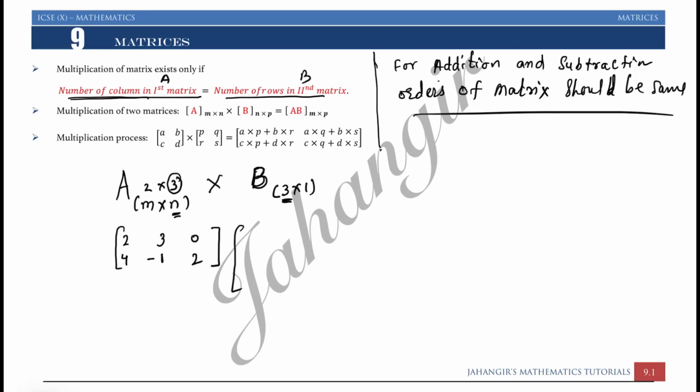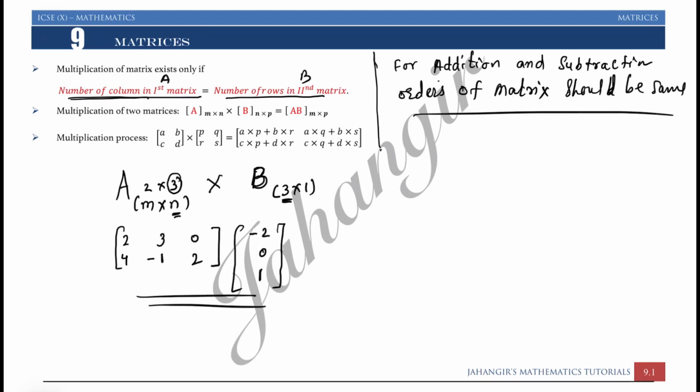So if I am saying 3 times 1, I have to write 3 rows and 1 column. In the 3 rows I can write -2, 0 and 1. In this way I can write it. So now here multiplication exists.